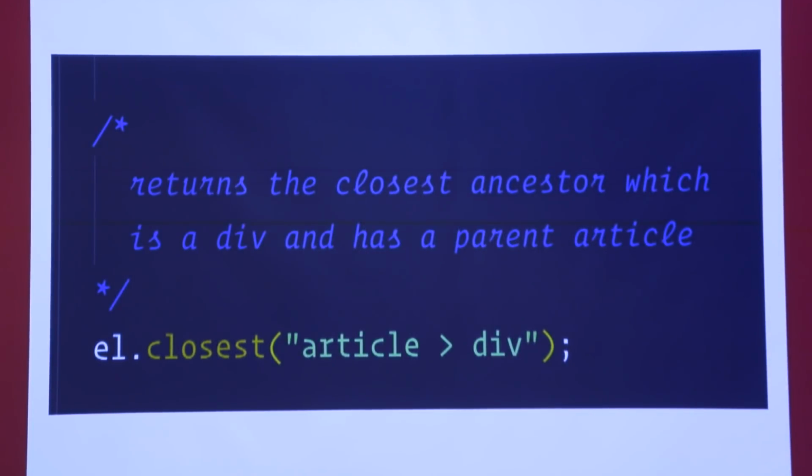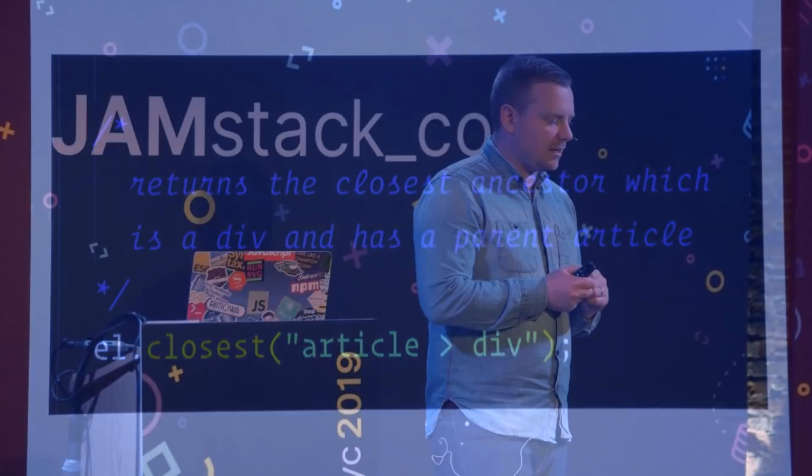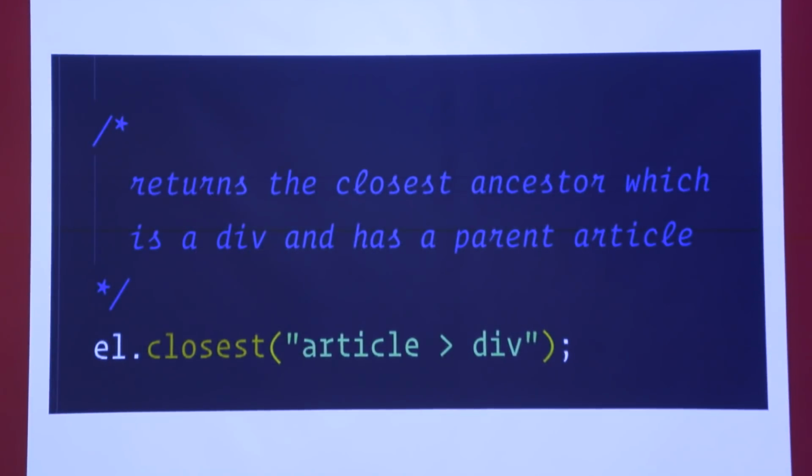It's really cool because it takes complex CSS selectors, so pretty much anything you can think of in CSS will also work inside of here. So this will return the closest ancestor that is a div and has a parent article. So you could say, give me the div, but only the one that has a direct parent that is an article. So you might not know necessarily how many divs are nested inside of this element, but you want to find the one that's directly underneath the opening article tag.